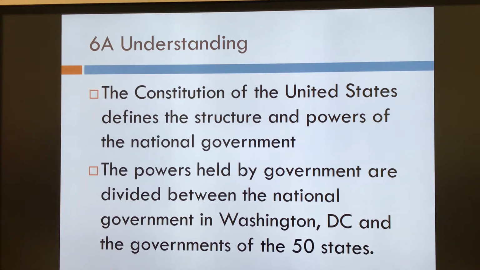And then we'll get more into our local governments like Wise County and Pound once we get to SOL 8. So again, the Constitution of the United States defines the structure and the powers of the national government. That's what we'll be looking at here in 6A: what the branches look like and what the powers of the branches are, the structure and the powers. Again, the structures are up on the wall. That's what my charts are for, up beside the TV on the wall. And then the powers held by the government are divided up, and we'll look at that more as we move through SOL 6 and 7.